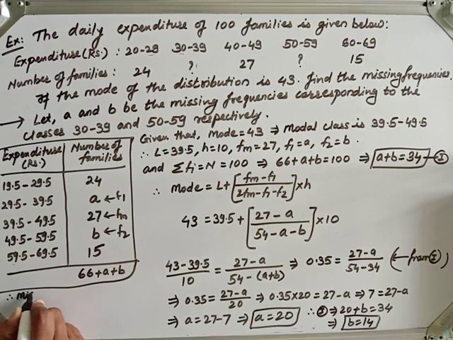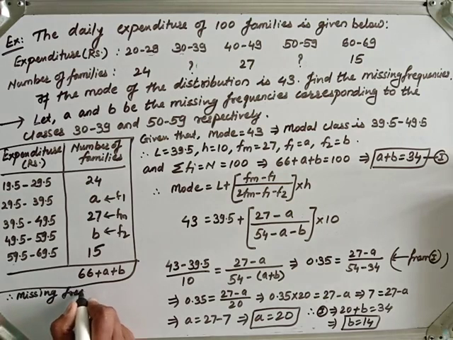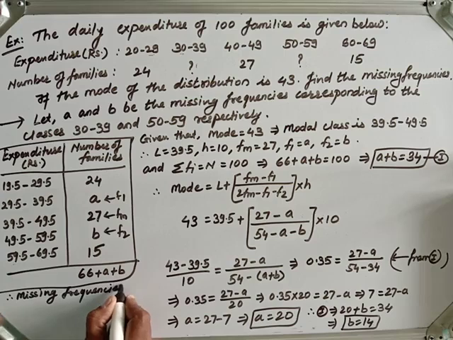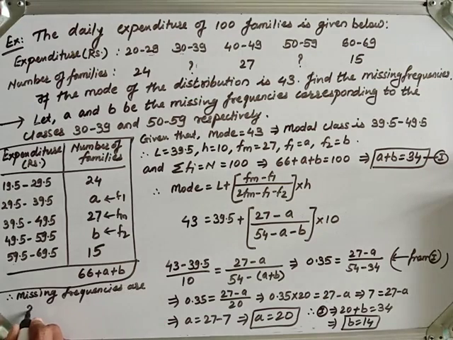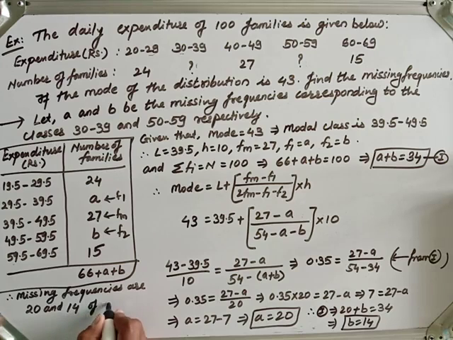So the answer of this one, what can we say? Therefore the missing frequencies are 20 and 14 of classes. Which one? 29.5 to 39.5 and 49.5 to 59.5 respectively. This is our answer here.